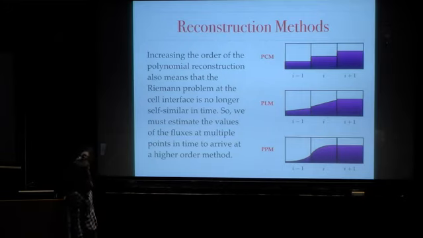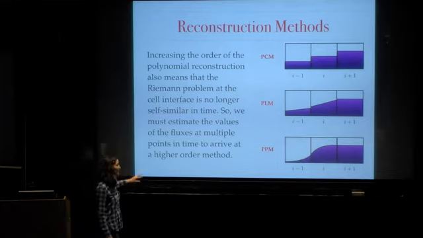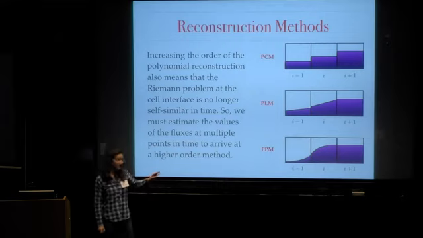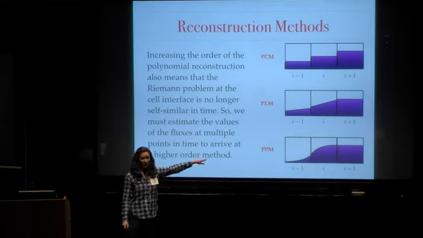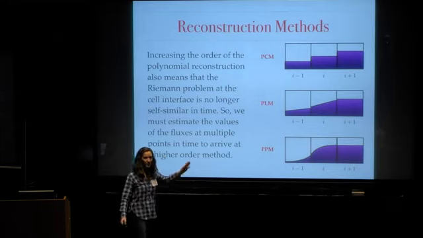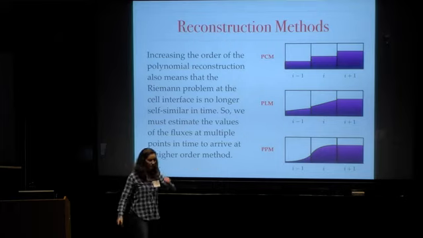Okay, so what else did I want to say about this? If you increase the order of the reconstruction, this is an important point that I think is not always obvious. The first time I gave a talk on this, I showed PPM and I showed this kind of diagram, and someone said, okay, but then why do you have to do a Riemann problem? There's no discontinuity at the interface.